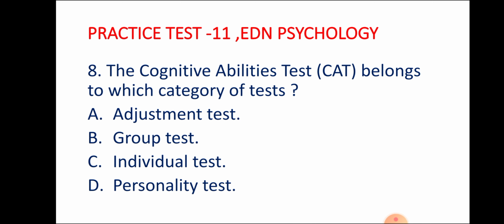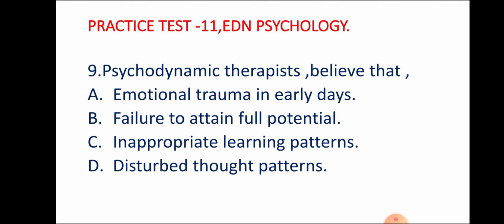Moving to question number 8. The cognitive abilities test, shortly abbreviated as CAT, belongs to which category of test? Given options: A. Adjustment test, B. Group test, C. Individual test, D. Personality test. The right answer is option B. Group test. Option B.